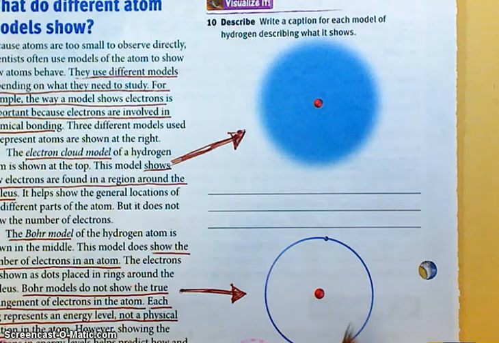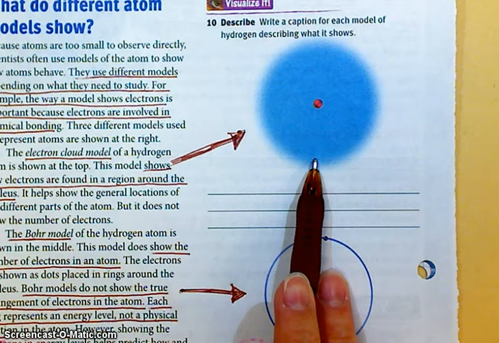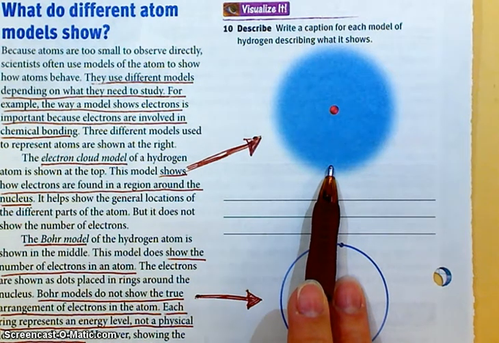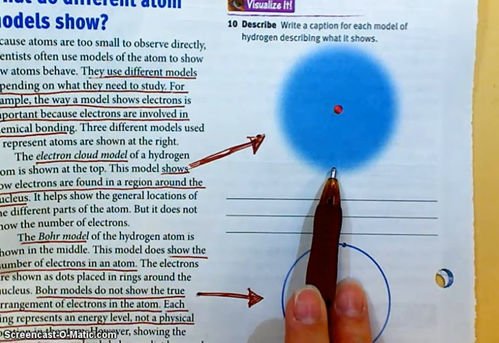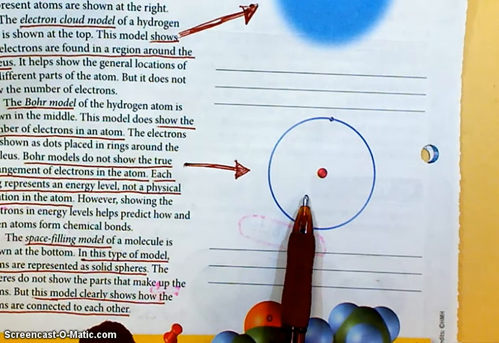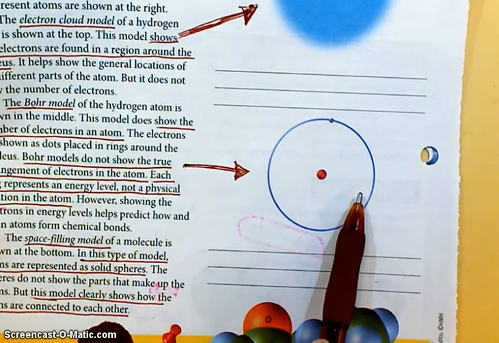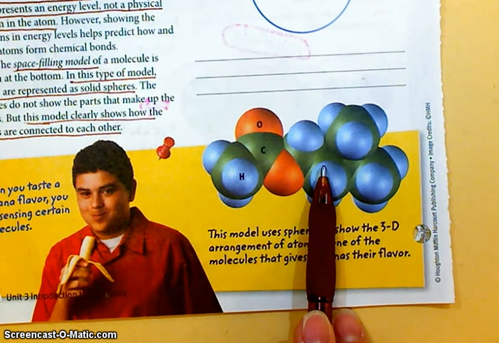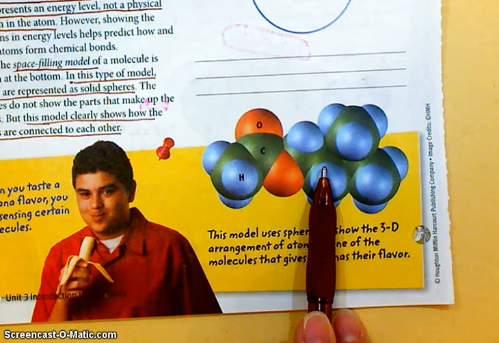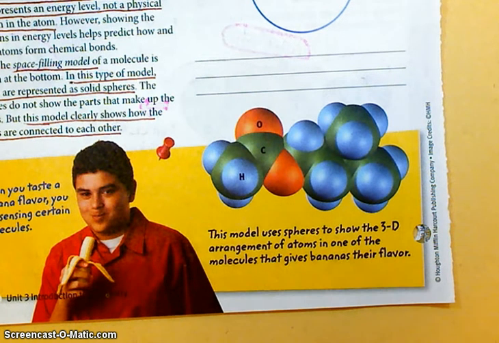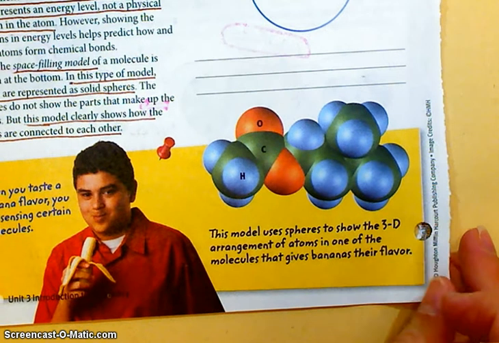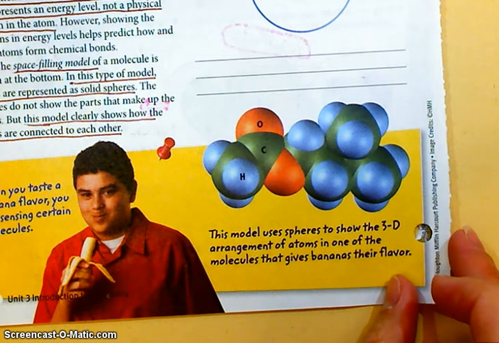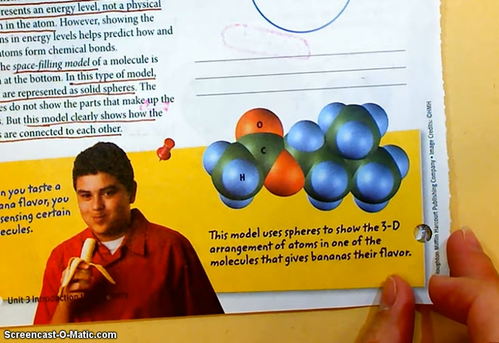But electron cloud shows you a more accurate description of the electrons, that they're simply found in a region around the nucleus. Then you have the Bohr model, which is helpful because we have the rings representing energy levels. And then the space-filling model, with each atom represented by a sphere, and you can show the three-dimensional shape of compounds. Is everybody okie dokie with all that? Okay, let's move on to page 141.